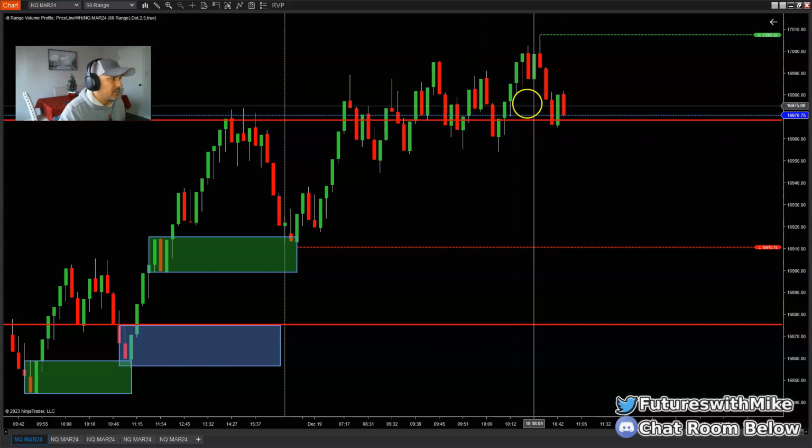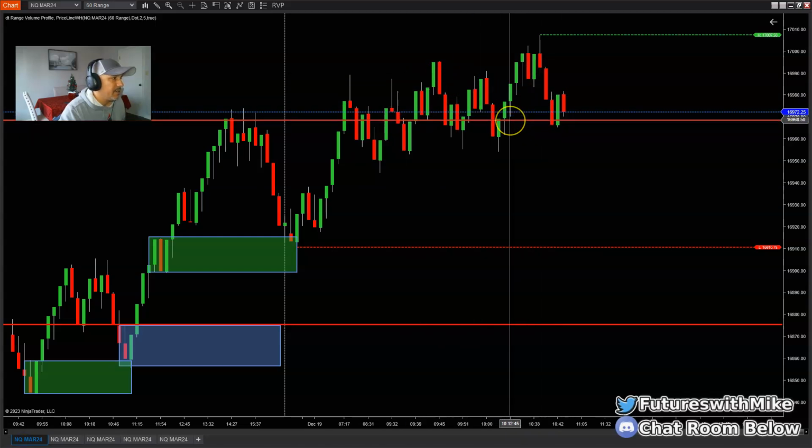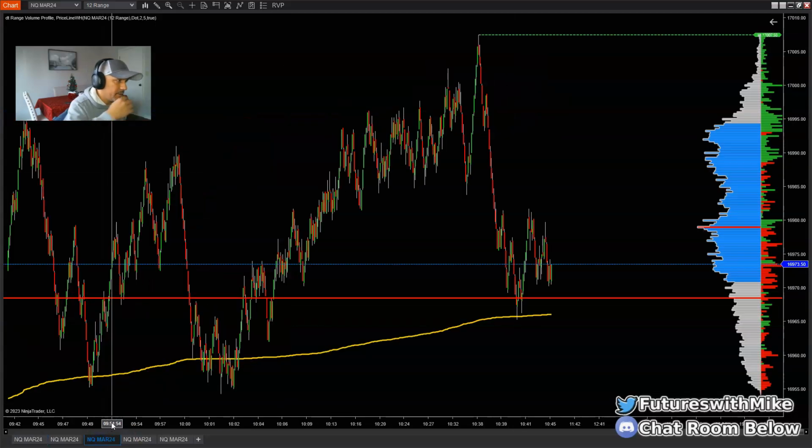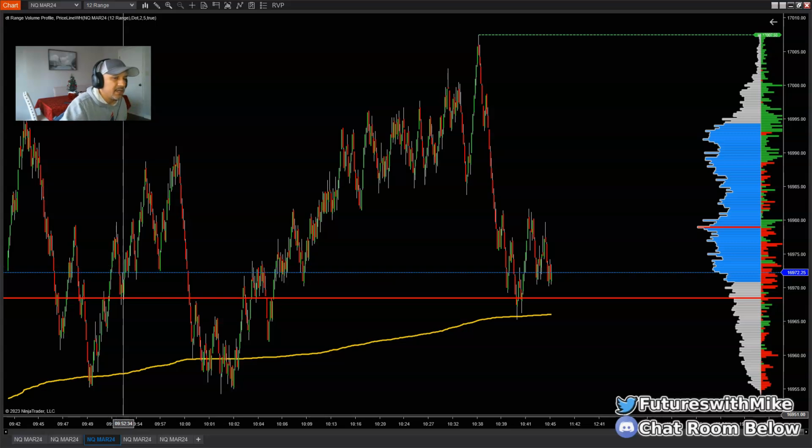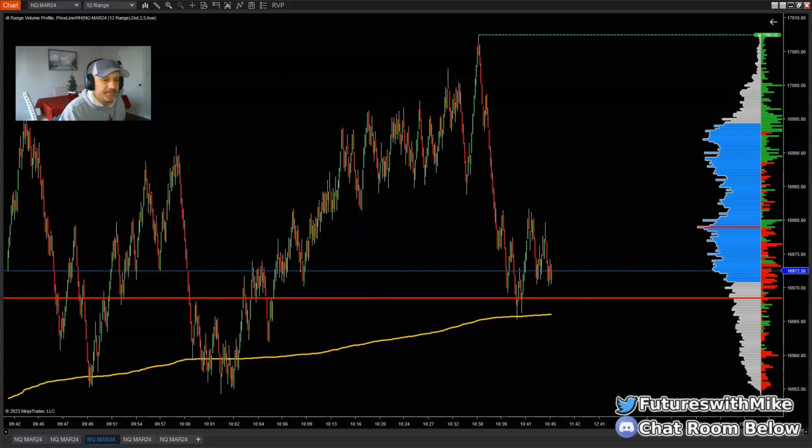For one, because this is a tested area already, low probability, and it did come back and fill that imbalance there and reject at it, or bounce when it got there, but that's fine. I'm going to play it safe.